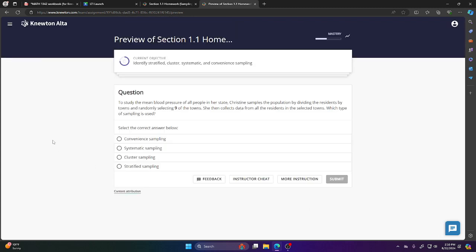Continue. Oh, I like this. To study the average blood pressure in all people in her state, she samples a population by dividing residents into 9 different towns. Then she collects all the data from all of the towns. Cluster. I like that because you're saying everybody in this town. Doesn't matter, but it's everyone in this town. You're physically connected. You probably have nothing to do with blood pressure between one another, right? It's just a town. So yeah, cluster. But here's one thing I want to do before I keep going, because I know that's going to be right.